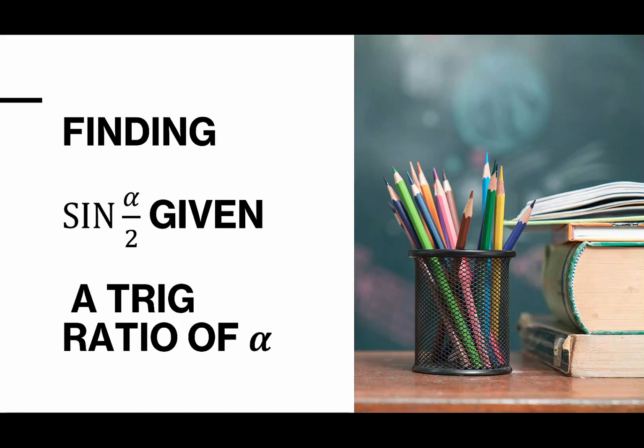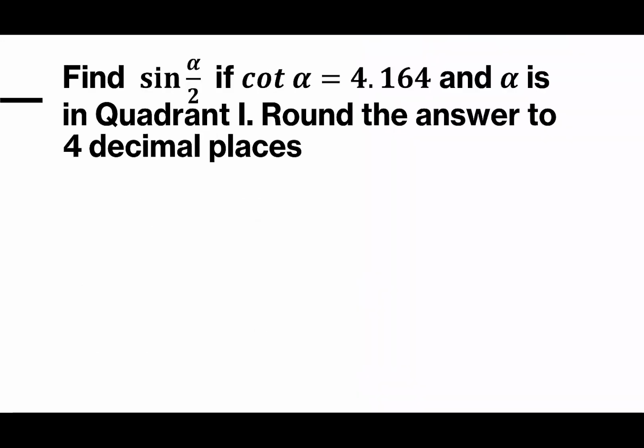Hi everybody, in this video we're going to find the sine of alpha over 2 given a trig ratio of alpha. Our problem says find sine alpha over 2 if cotangent of alpha is 4.164 and alpha is in quadrant 1. We're going to round the answer to 4 decimal places. Let's start by taking a look at cotangent of alpha. Cotangent of alpha is 4.164.